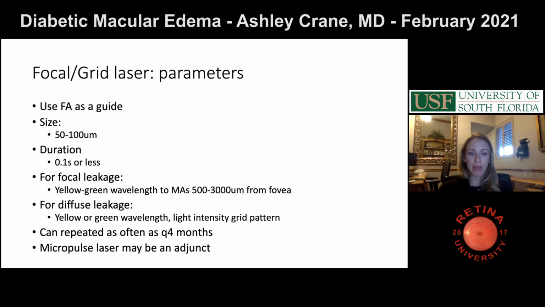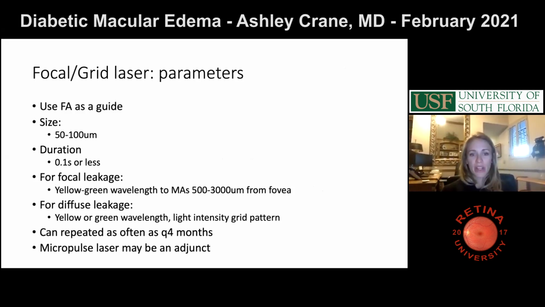And like I said, micropulse laser may be an adjunct, though I haven't had much experience with it because we really didn't get it in my training facility until the very end of when I left. And all right, so yellow-green wavelength, everybody, is what's in your book. Although you might not have that particular laser, you can use your standard laser, and it can be repeated as often as every 4 months.